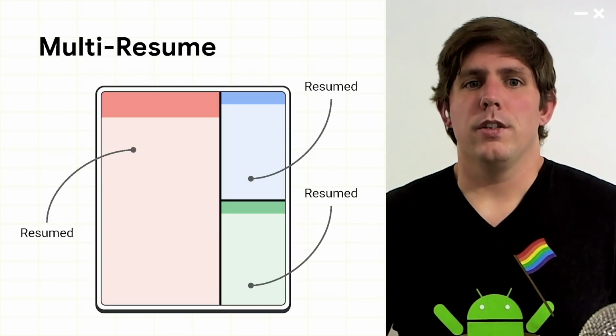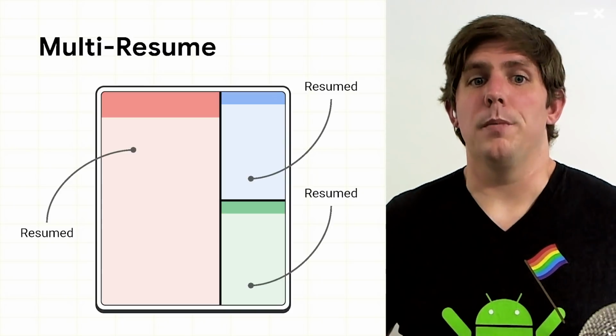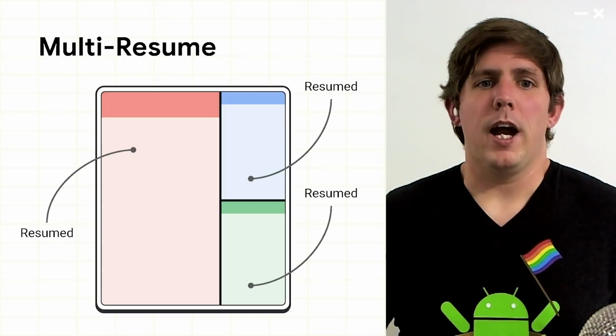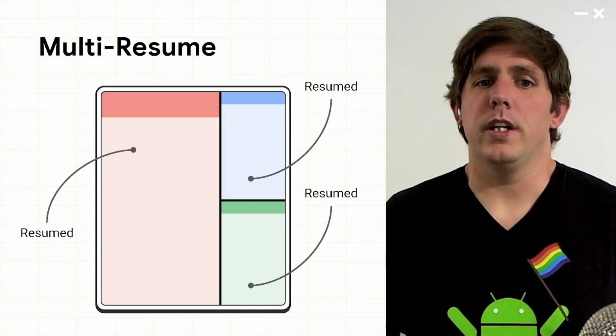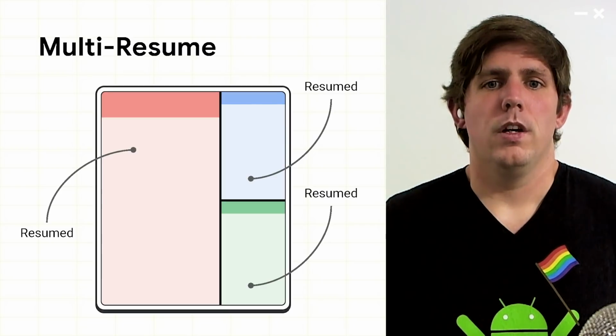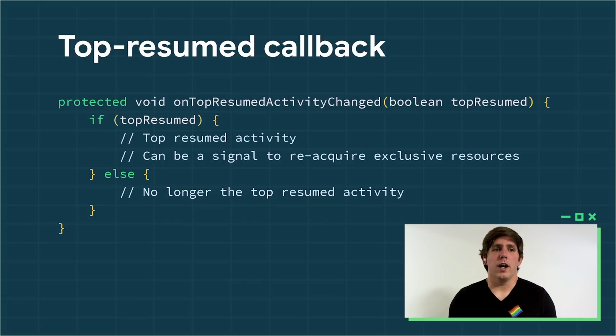This does bring in a challenge for certain applications that use exclusive resources, such as the camera and microphone, as you may have multiple apps visible and in a resume state that are trying to access these at the same time. To handle this, we added a new top resumed activity callback. You would use this callback to try and grab the camera and microphone when you are the top resumed activity, and knowing that you are going to have access to these.